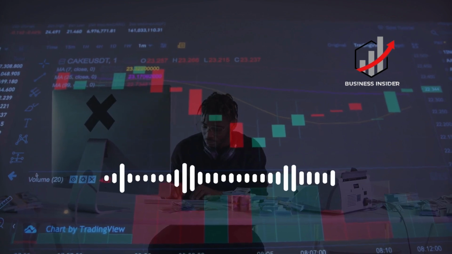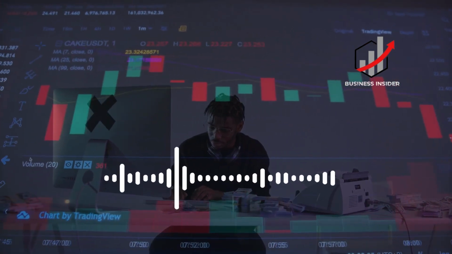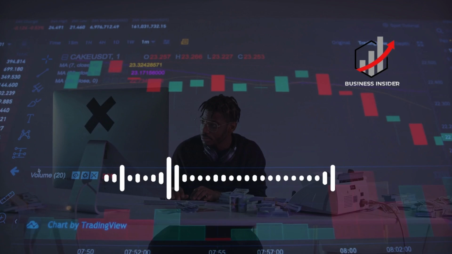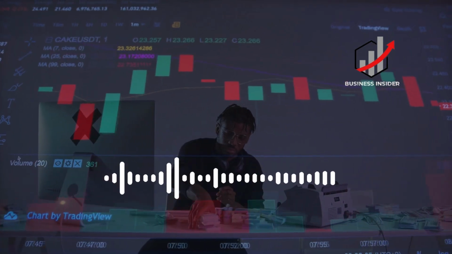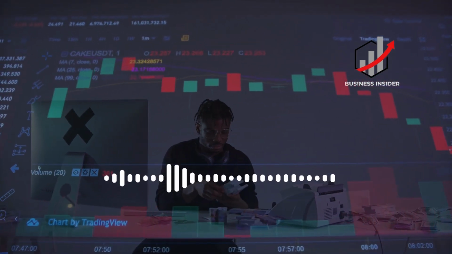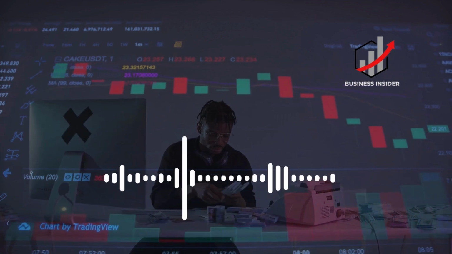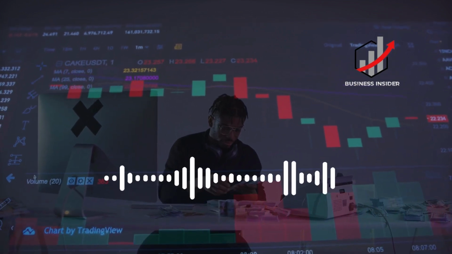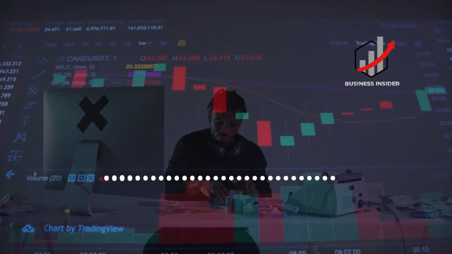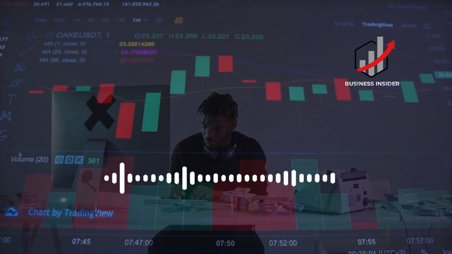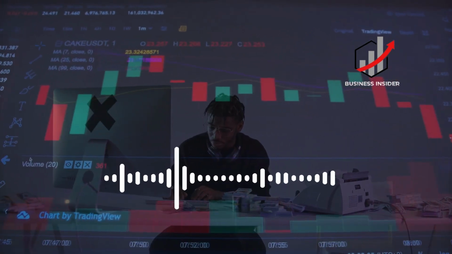So choosing the right strategy is just the first step. You also need the right tools. That's where indicators come in. Ah, yes, indicators. I've heard of these. Like Fibonacci retracements, trend lines, pivot points. I'm a bit fuzzy on what those actually mean. Think of them as your market reading glasses. They help you to see the patterns more clearly.